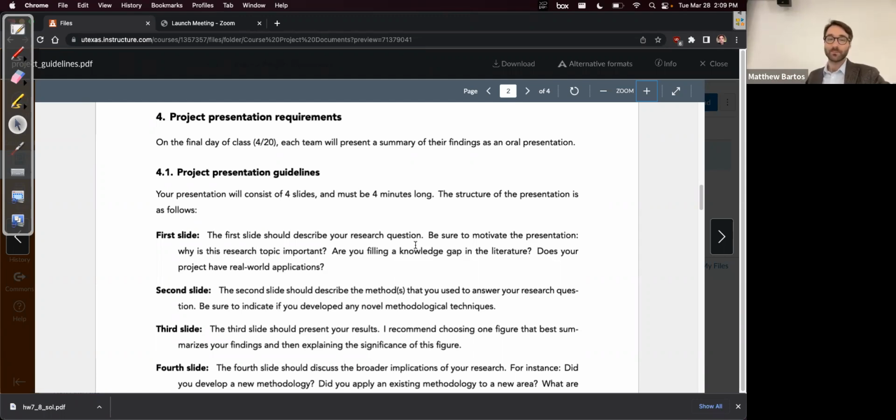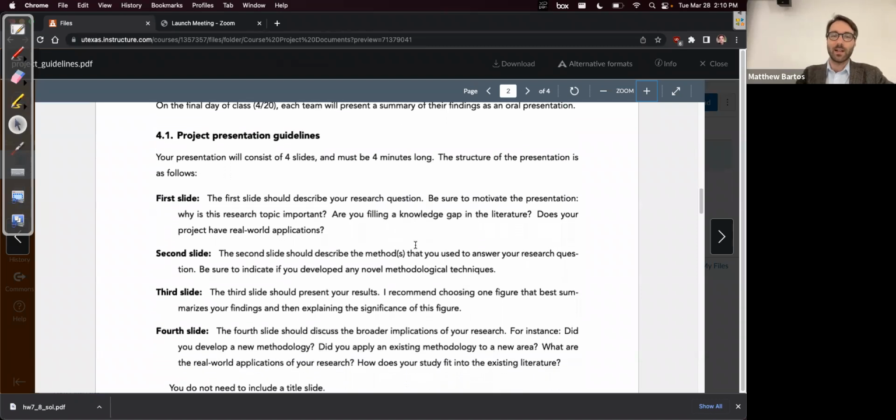And the guidelines for the project presentations are pretty strict. I did it this way on purpose just to make sure that everyone has adequate time to present. And then also to make sure that your project presentations represent your project very concisely, so that it forces you to think about what material you want to present and what's most important, which I think is important for your professional development as well.